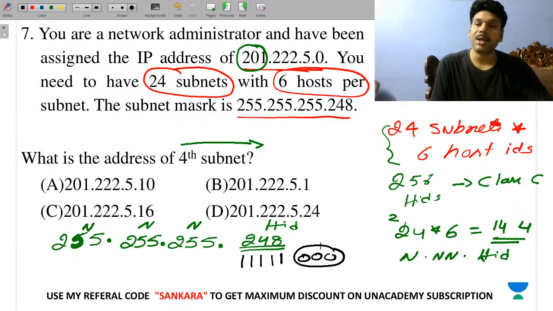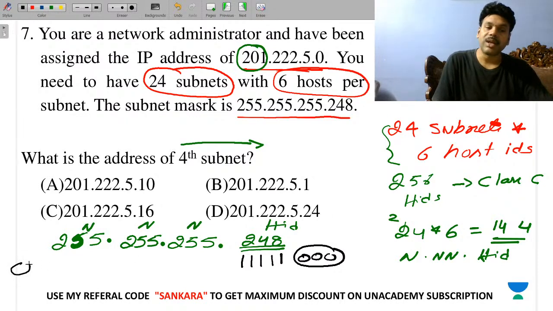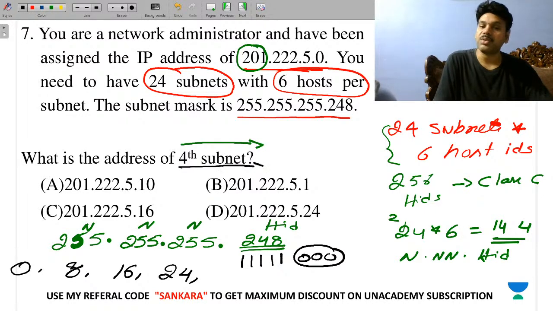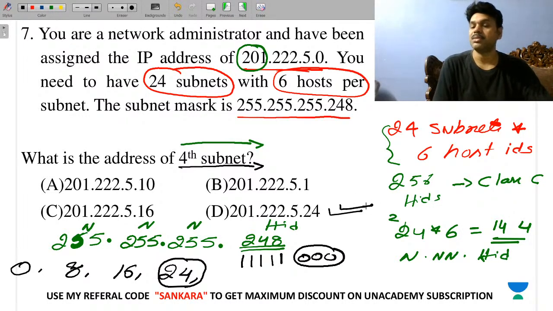8 host ID partitions. So my dear friends, the first partition is 0 anyhow, the second partition is 8, the third partition is 16, the next partition is 24. He is asking the fourth octet only, the fourth subnet he is asking. We got the fourth subnet. What is the fourth subnet value? It is 24. That's it.